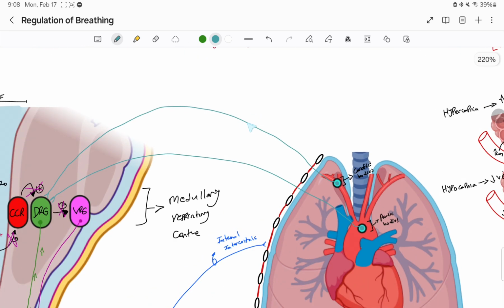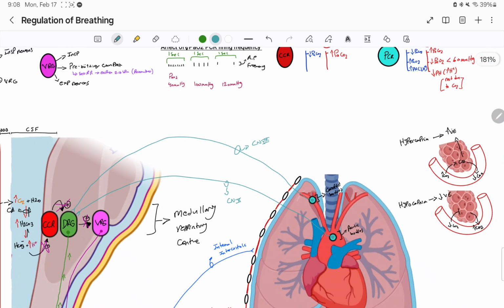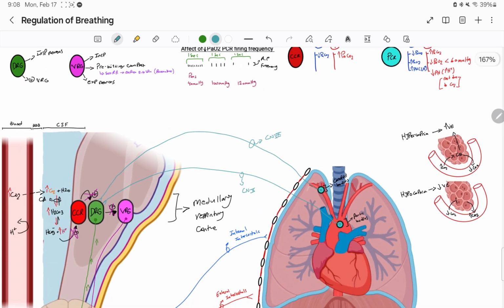Different nerve. If you're curious, this one is coupled to cranial nerve 10. This one is coupled to cranial nerve 9. Okay, or actually, sorry about that. This one is coupled to cranial nerve 9, which is the glossopharyngeal nerve. Okay, and this one is coupled to cranial nerve 10, which is the vagus nerve. Now, what does this pathway look like?